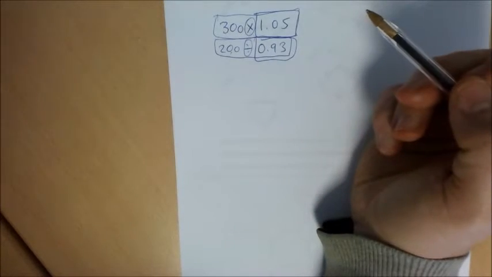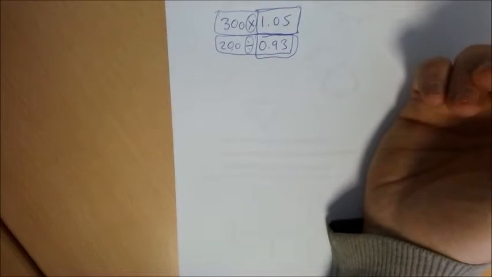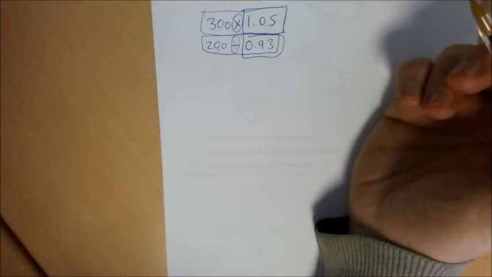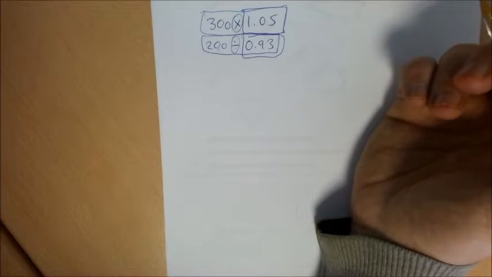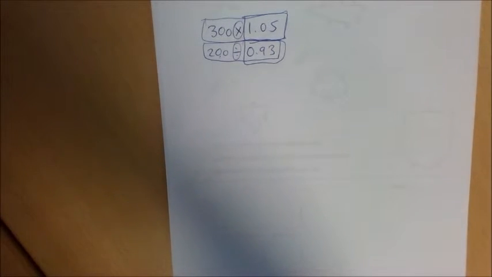And then you just muck around. If timesing doesn't make it smaller or bigger, try dividing. If dividing doesn't make it smaller or bigger according to what your common sense says, then try the alternative option.